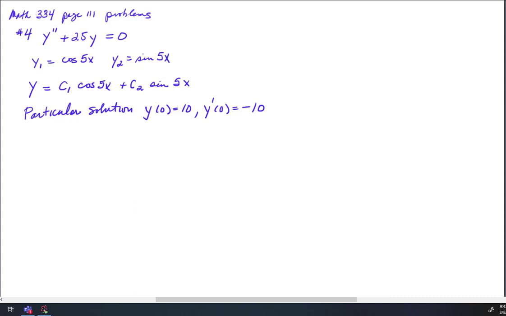Let's solve some differential equations problems. And from our text, these problems are on page 111, and they have to do with linear second-order differential equations. Now, here's the first problem we're going to look at today. It's problem 4, page 111. And it's y double prime plus 25y equals 0.